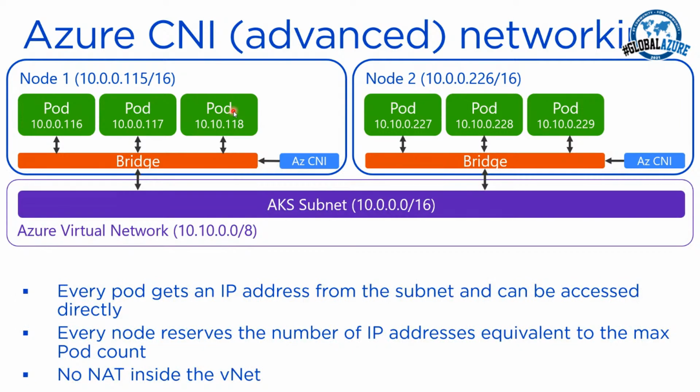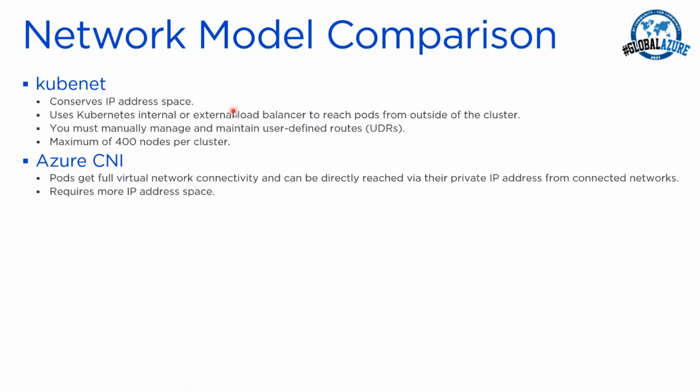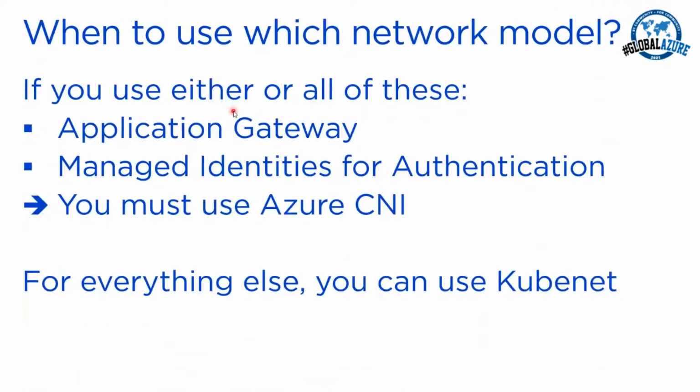So now the question is, when do I need what? Let me quickly go over this to make it simple. If you use an application gateway for the public traffic, and we will cover that in a second, you need to use the CNI, this advanced networking mode, because otherwise the application gateway won't work directly accessing your pods.